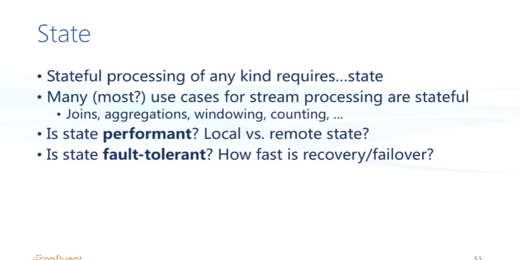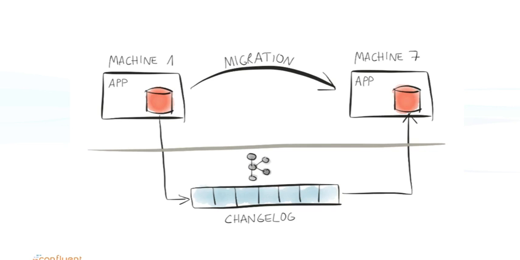The other question of state management is, is this state fault tolerant? And if it is fault tolerant, how fast is the recovery and failover? For example, in Kafka and its Streams API, an application state is automatically migrated from a failed client machine to a working client machine. How is this possible? Well, behind the scenes, any changes to the application state are automatically backed up incrementally to Kafka, so that once the migration happens to a new machine, this backup can be restored to the machine to bring back the state in exactly the state it was on the original machine.